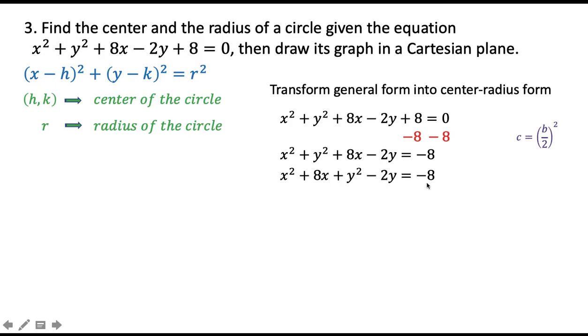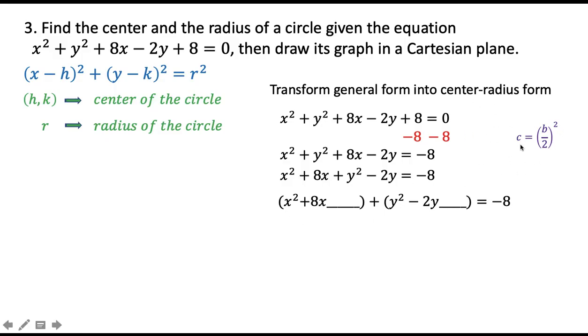Then from here, we're going to find the third term because we're going to make a perfect square trinomial. So x squared plus 8x, what will be the third term so that it becomes a perfect square trinomial? Y squared minus 2y, what should be the third term for it to become a perfect square trinomial? So this equation will help us find that third term for each of them. So we can recall the process of completing the square in a quadratic equation.